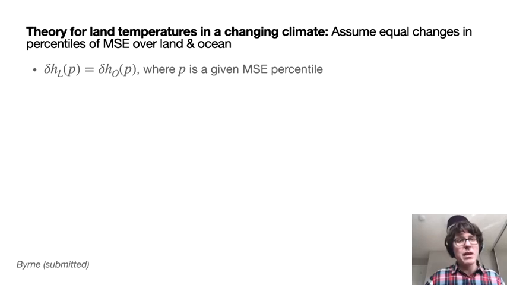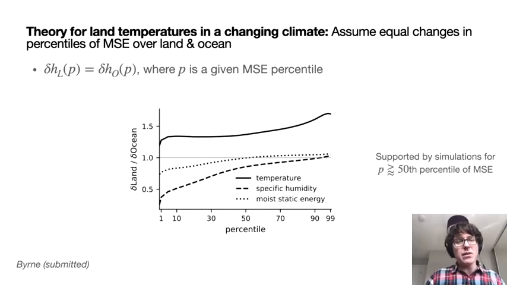So what I'm assuming is that delta HL, the change in moist static energy over land at a percentile P, is equal to the change in ocean moist static energy at that same percentile P, where P is a given moist static energy percentile. And I showed this figure previously, and this indicates that for about the 50th percentile of moist static energy and above, changes in percentiles of moist static energy over land and ocean are approximately equal. So this ratio of land changes to ocean changes plotted here for moist static energy is about 1. And that's supporting this assumption of equal changes in moist static energy over land and ocean.